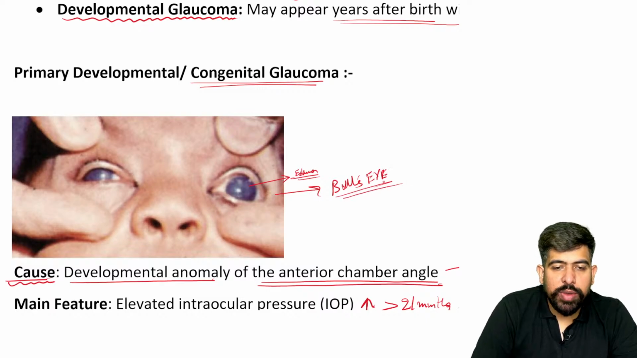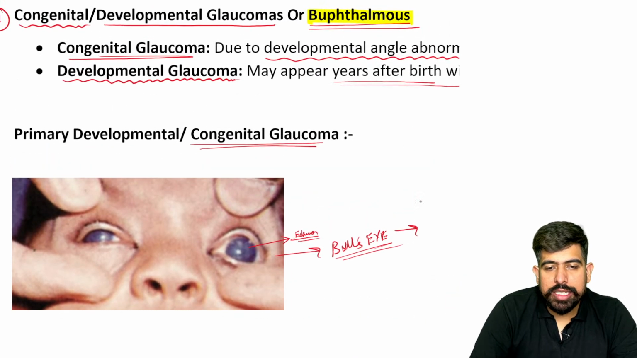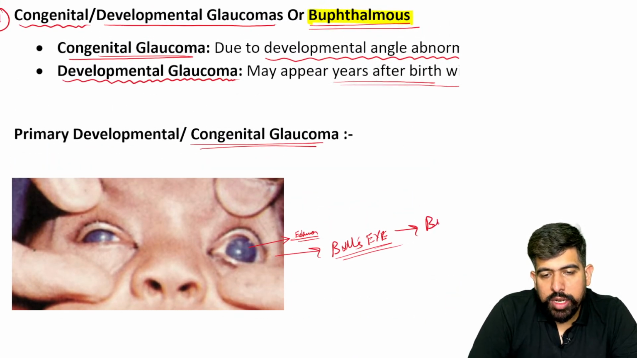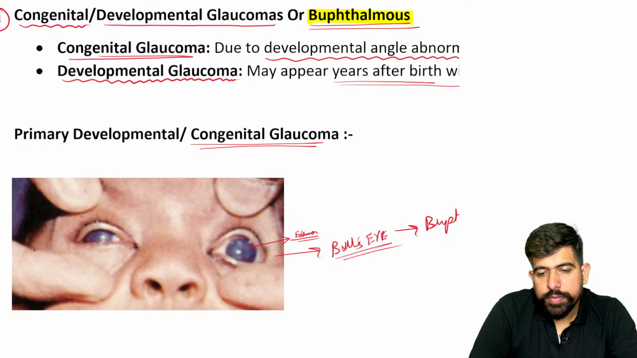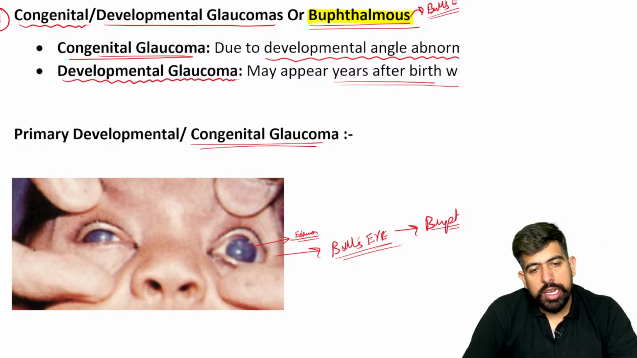and that is why it is known as buphthalmos, as we talked about. So what is buphthalmos? Yes, the bull's eye is known as buphthalmos. Buphthalmos means the bull's eye.